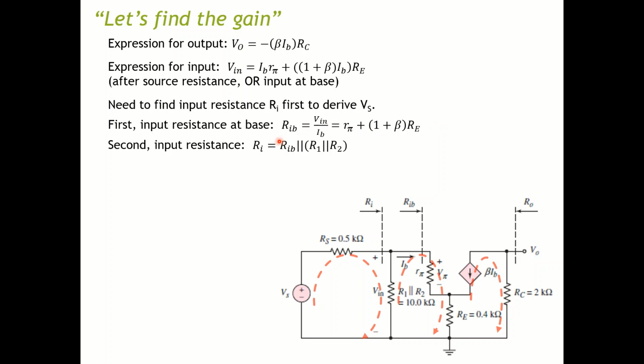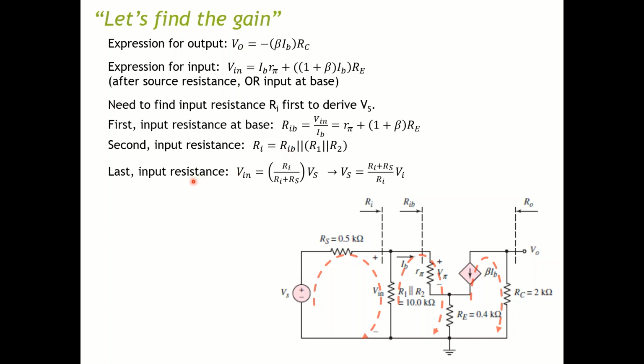Second, you can derive the input resistance pretty easily, because you can replace this whole branch with R_IB, and then you just have to make it parallel to this one, which is R1 parallel R2. So now you have your Ri equal to R1 parallel R2 parallel R_IB.